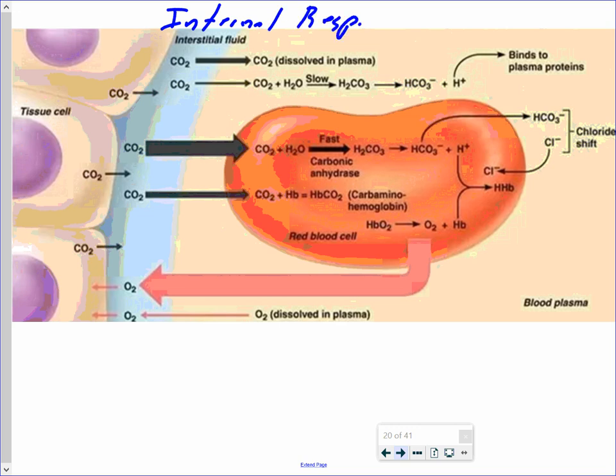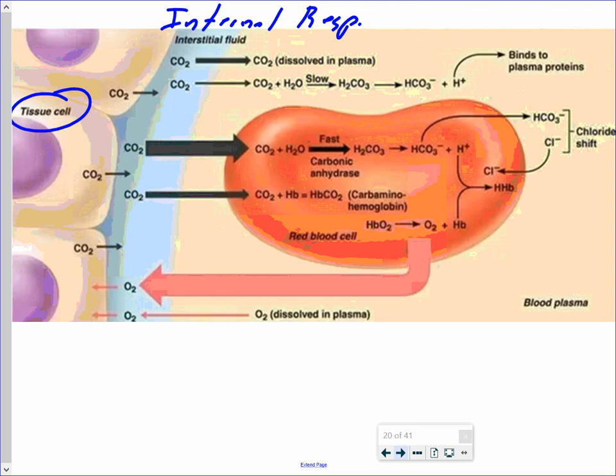Internal respiration is what is taking place at the tissue or cellular level. And this is where you're taking that oxygen that was picked up in the lungs and delivering it to these cells. And you're taking the carbon dioxide that's being produced by these cells and getting it into the blood so you can transport it to the lungs.